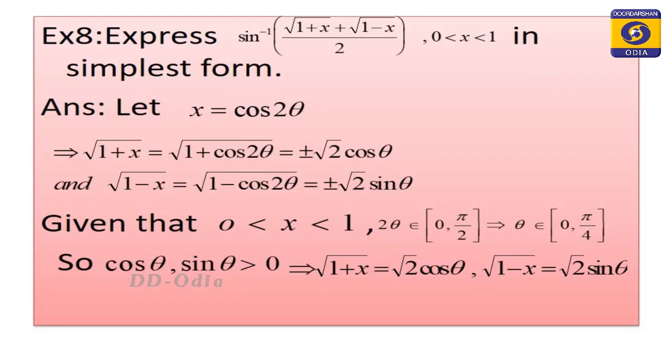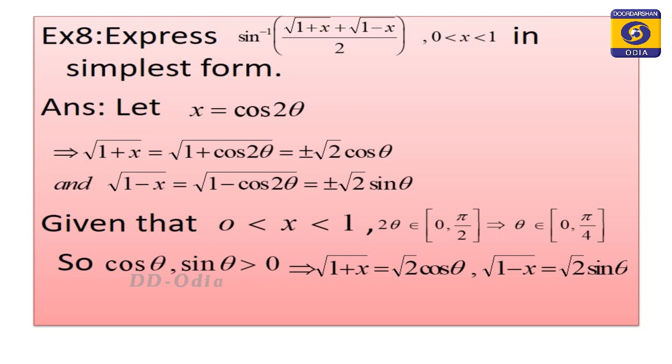Then express sin inverse of root over of 1 plus x plus root over of 1 minus x, by 2, where 0 less than x less than 1, in simplest form. This is the inverse trigonometric expression sin inverse of root over of 1 plus x plus root over of 1 minus x by 2 in the simplest form. So put x is equal to cos 2 theta.